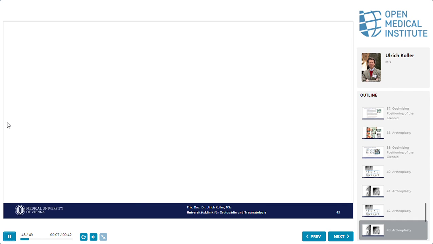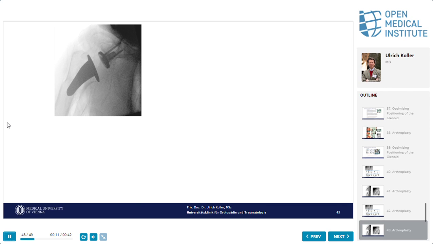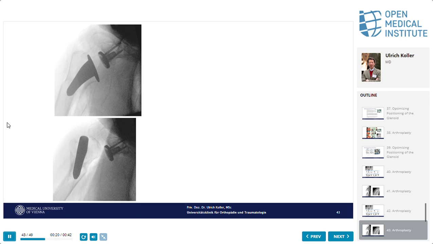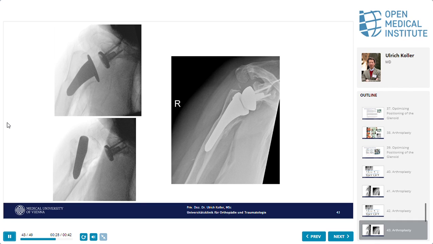And I said, okay, I'm sure it will be correct. And then we made this AP view, but on the sagittal view, it looked like that. And then I was sure, okay, this is not correct. But we ended up like this, so we took a longer stem. Although your planning is good, you always have to check if it is correct.